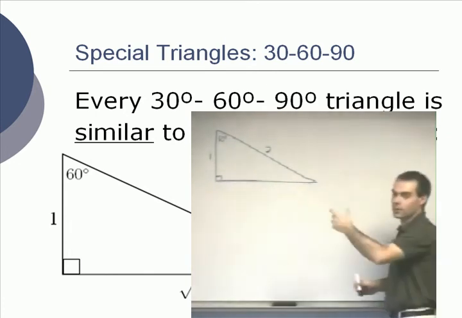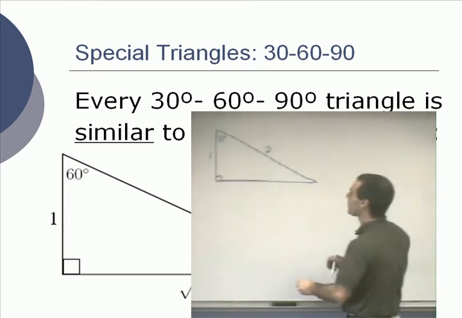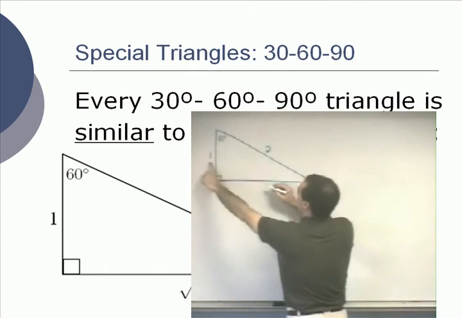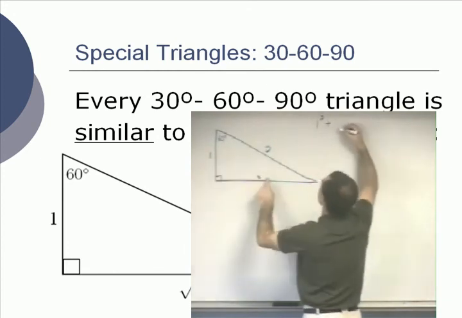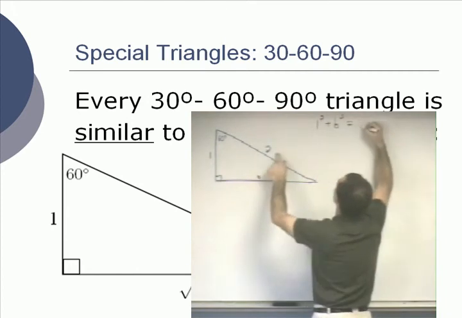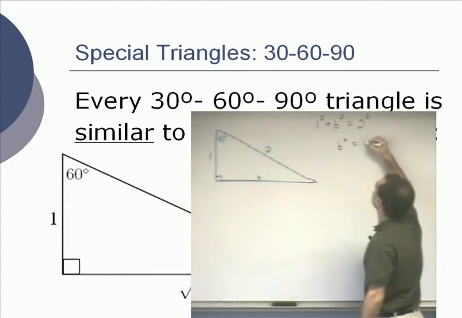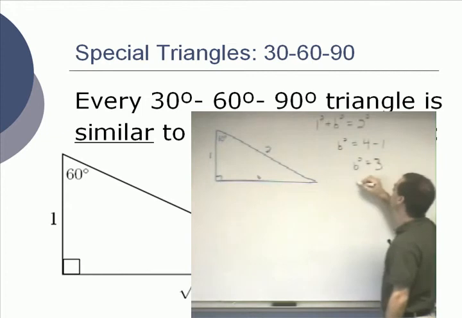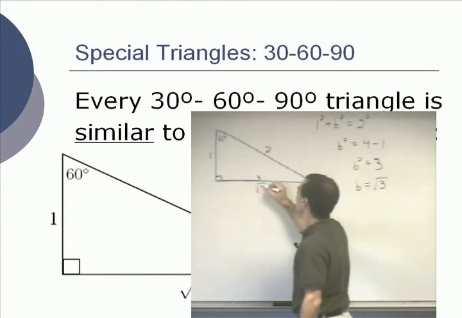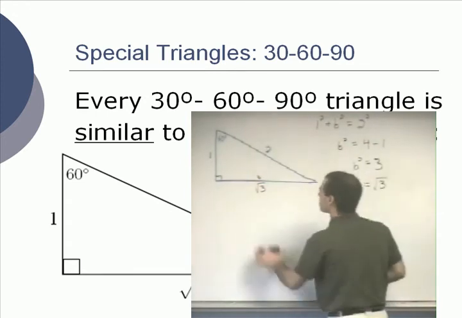Well, this side has got to be the square root of 3 by, no, not symmetry. Instead, the Pythagorean theorem. Let's call this side our unknown value b temporarily. 1 squared plus b squared equals 2 squared. So that means b squared equals 4 minus 1. B squared is 3, which means b is equal to the square root of 3. Those proportions are always going to be true.